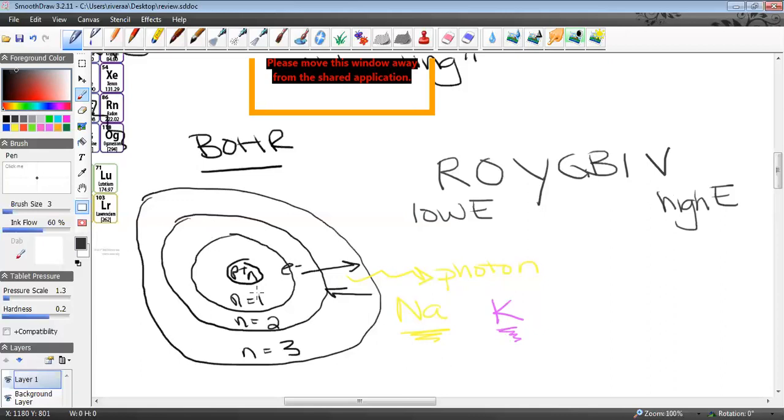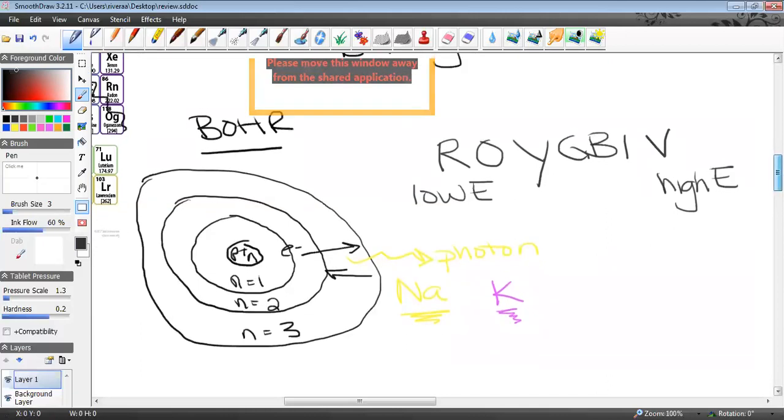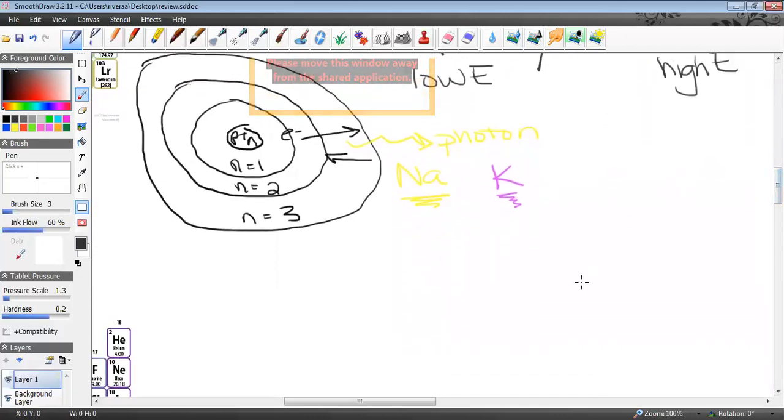And this is where, if you weren't here, this is going to seem bonkers, but don't worry about it, okay? We learned something called the quantum mechanical model of the atom. Quantum mechanical model.